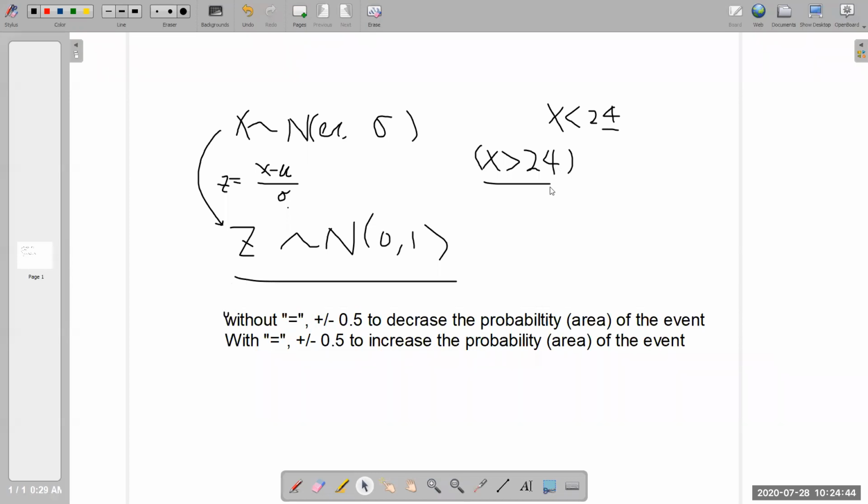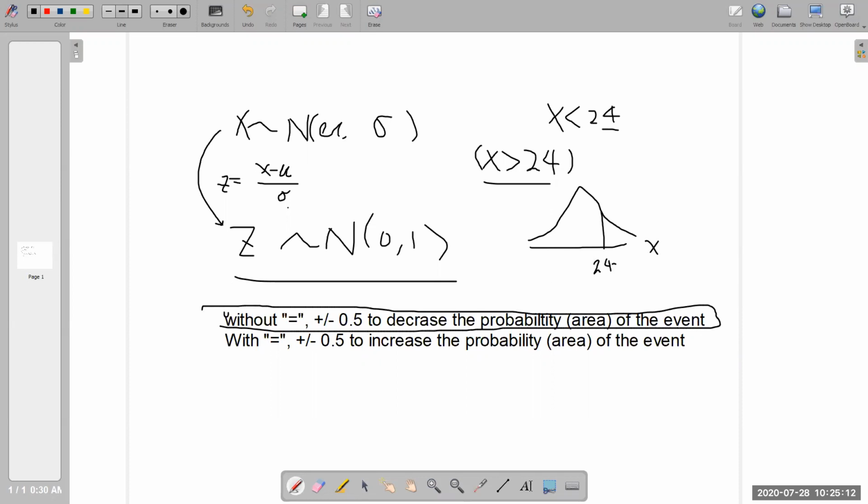So for example, if you look at the event P(X > 24). If you treat it as a normal distribution, this is x, and 24 is here. So we need to add or subtract 0.5 to 24. You have to do one of them, but which way do I do? Since it doesn't have an equal sign, we need to follow this rule right here, right? We need to try to decrease the area. So where is the area we're looking for? The sign is a greater than sign, so we need to look to the right, right?